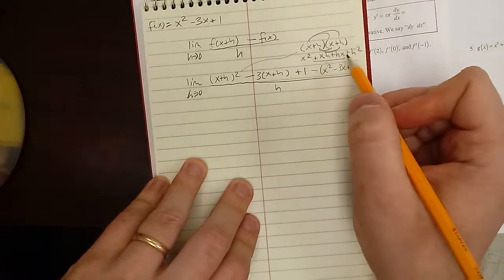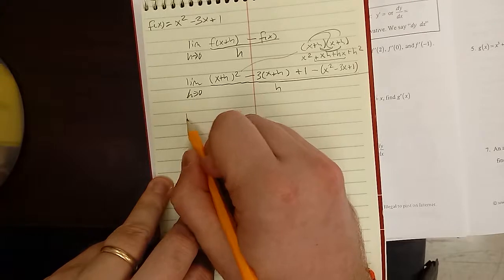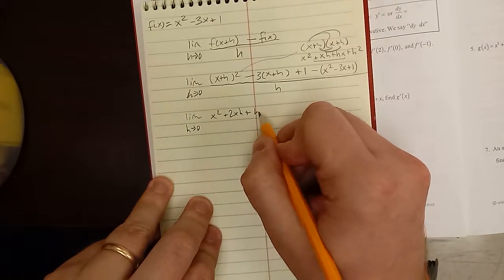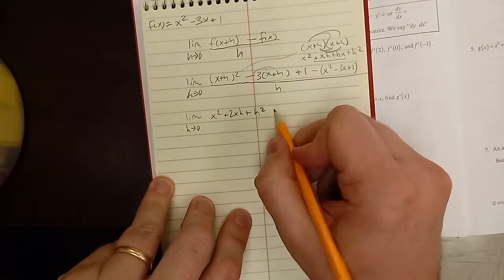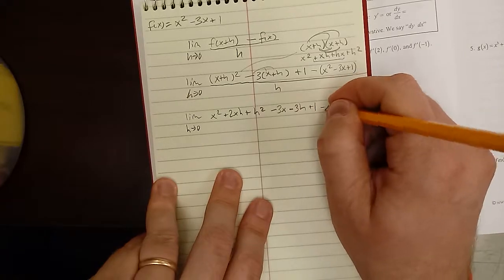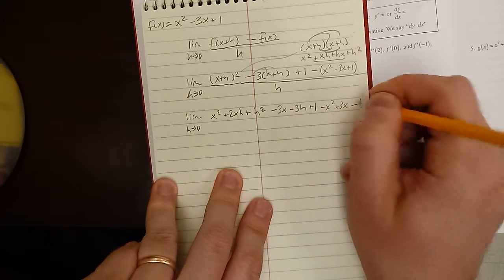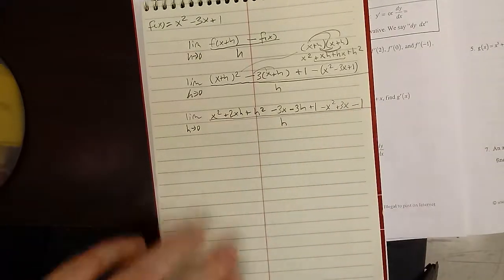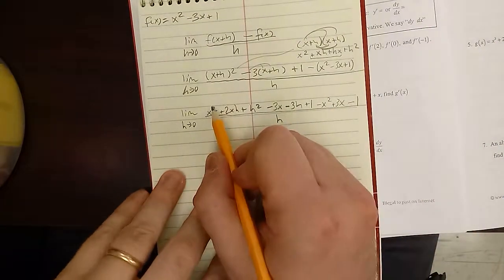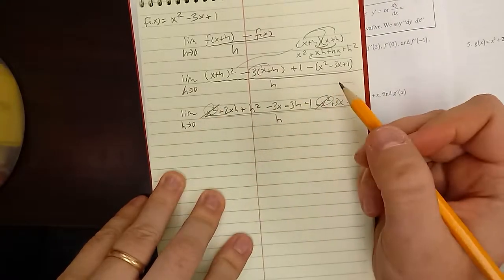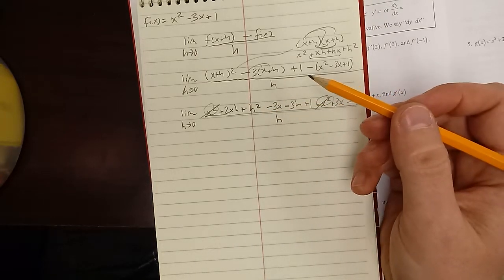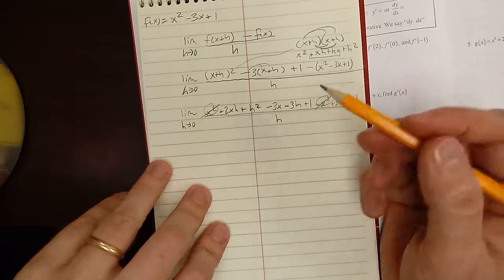Now those are like terms. So we're going to say I've got the limit as h goes to 0 of x squared plus 2xh plus h squared. Distribute this negative 3. We get negative 3x minus 3h plus 1 minus x squared plus 3x minus 1, all over h. So I'm looking for like terms. I've got x squareds. What I'm doing right now is, if I were to plug in 0 for h, this still doesn't work. So I'm canceling, and I want to see if there's anything I can do after that.